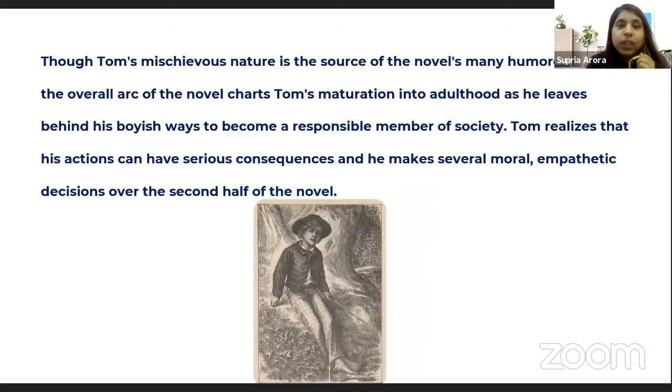But then, now listen to it very carefully, all of you. I'm going to read it to you. Though Tom's mischievous nature is the source of the novel's many humorous tales, the overall arc of the novel charts Tom's maturation into adulthood as he leaves behind his boyish ways to become a responsible member of society. Tom realizes that his actions can have serious consequences, and he makes several moral, empathetic decisions over the second half of the novel. So, what happened later in the second half of the novel? Can anyone type in the chat box? What happened in the second half of the novel?